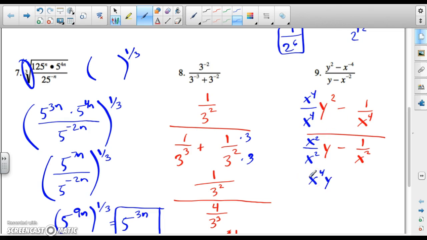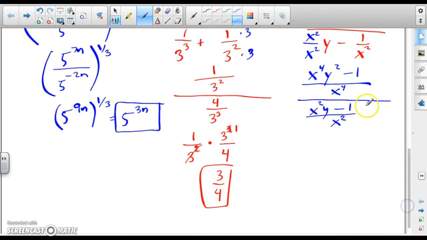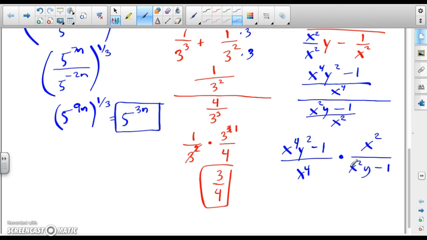We've got x to the 4th y squared minus 1 over a common denominator of x to the 4th. Divide that by x squared y minus 1 over a common denominator of x squared. So this is fraction divided by fraction. Well, that's just going to be fraction multiplied by its reciprocal. So we see x squareds, there's x squared here, and then there's really x squared squared here. So really we're taking one of those x squareds out and we're going to be left with just x squared. So this will become x squared.